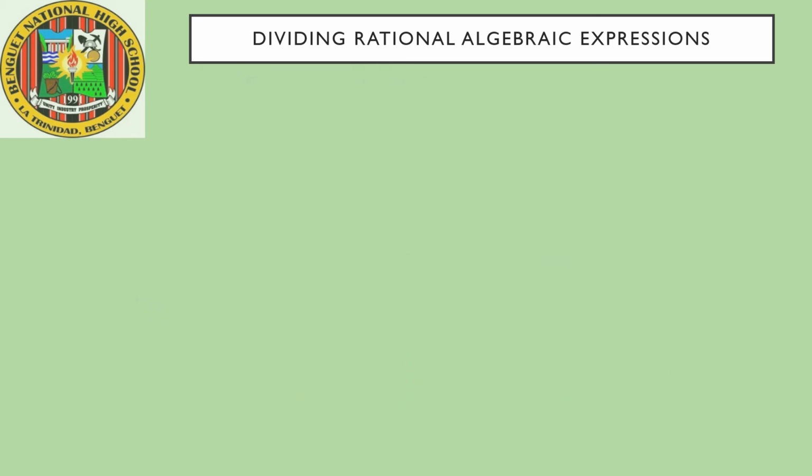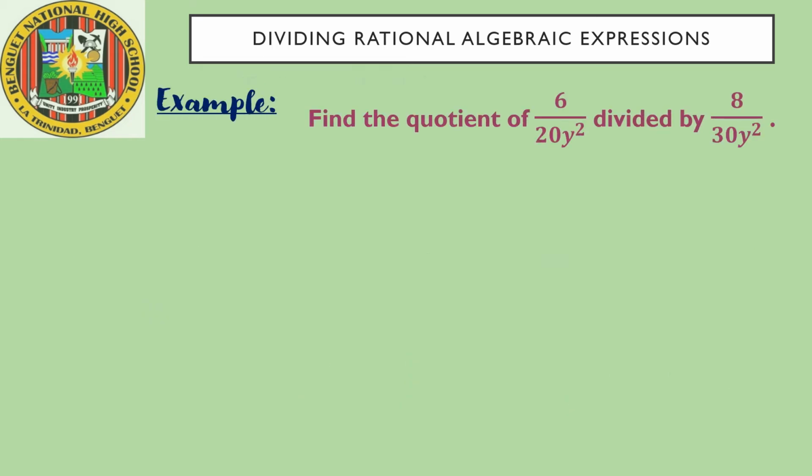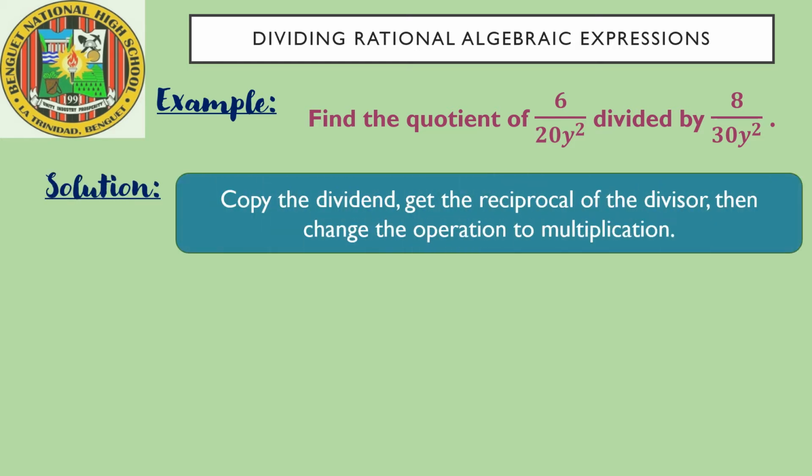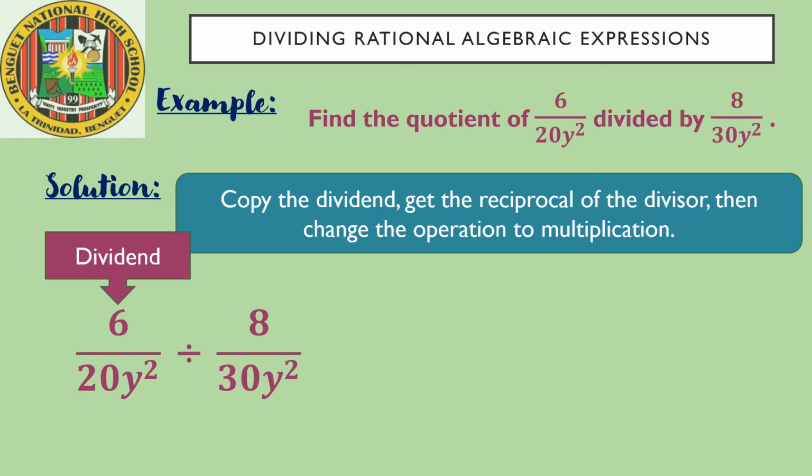For example, we are going to solve for the quotient of 6 over 20y squared divided by 8 over 30y squared. The first thing we do is to copy the dividend, get the reciprocal of the divisor, then change division to multiplication. Remember that the first term in the division sentence is called the dividend, while the second term is called the divisor.